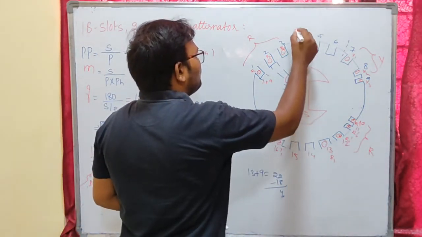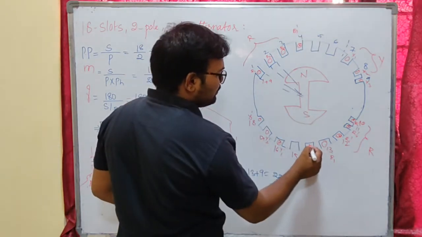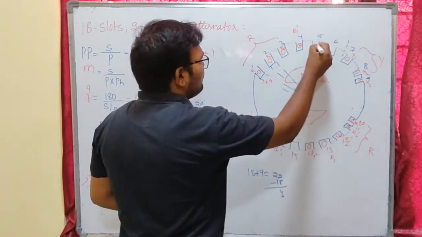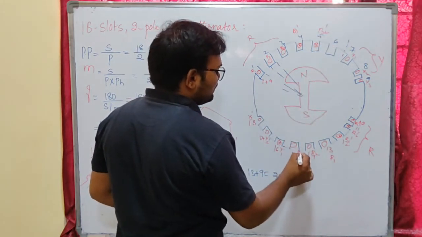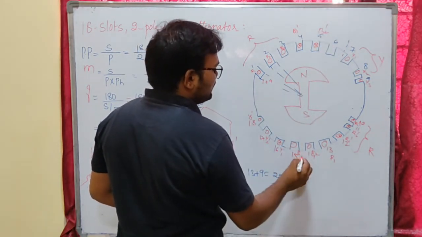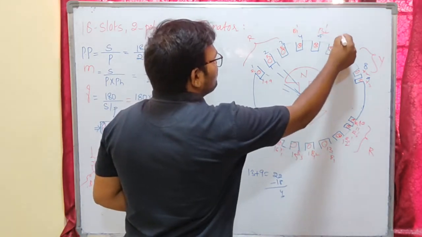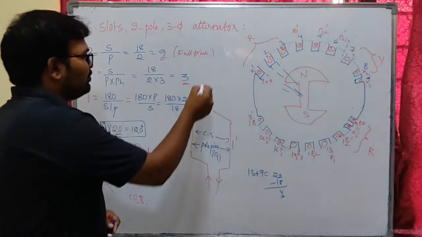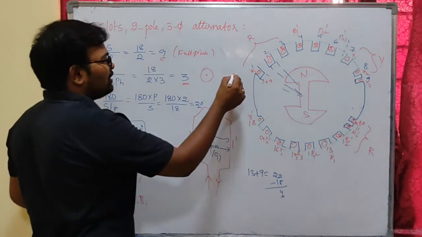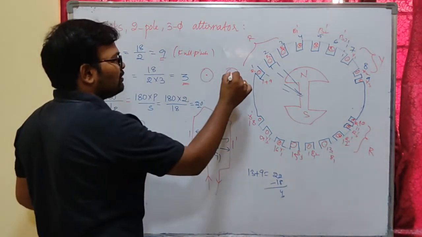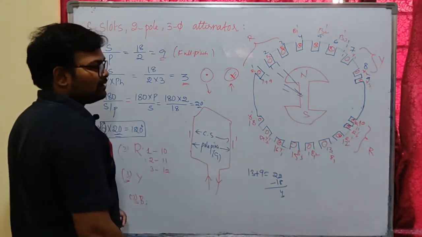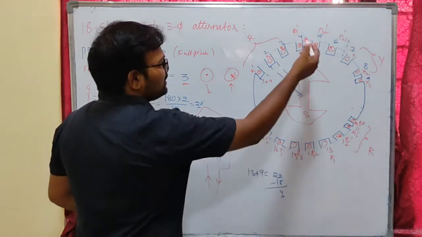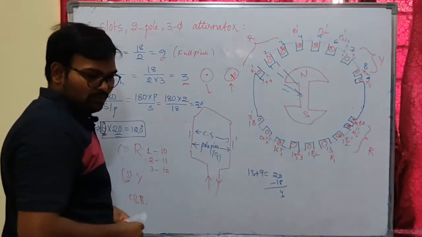Okay, this is my B1 dash. Similarly, B2 will be placed in 14th slot, B2 dash will be placed in 5th slot. Similarly, B3 will be placed in 15th slot, B3 dash will be placed in 6th slot. Okay, you can see the symbols like this is conductor coming from the plane, this is current going into the plane. Okay, this is current coming out of the plane, this is current going into the plane. It means if this is out, the opposite will be in. Okay, I hope you know that.